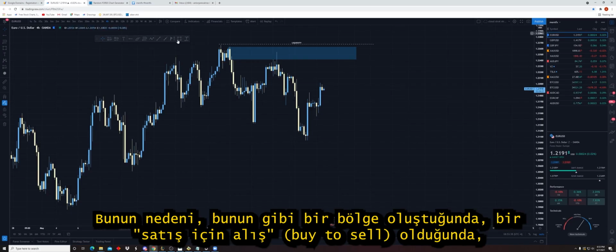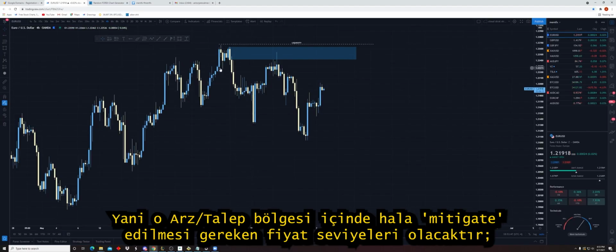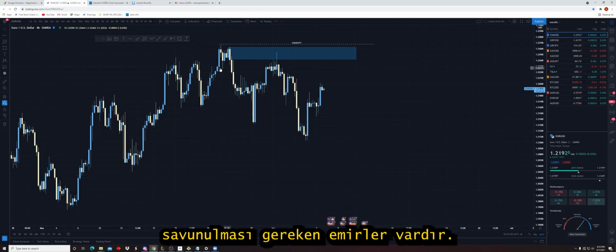The reason for this is because when a zone like this forms, when there is a buy to a sell, inside of that zone are still unmitigated areas left behind. So there's going to be price levels within that S&D zone that still need to be mitigated, as there are orders in there that now need to be defended by smart money, the institutions, the composite men, whatever you may want to call it.